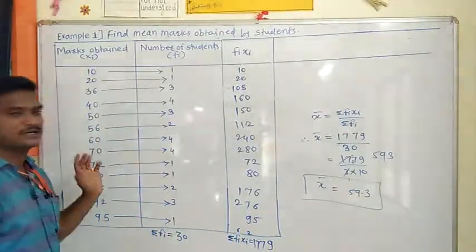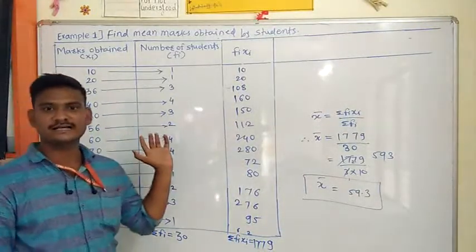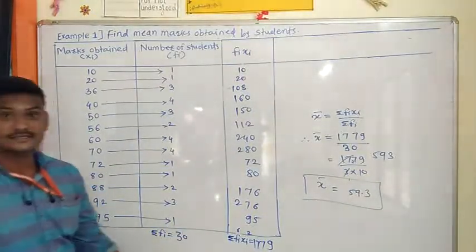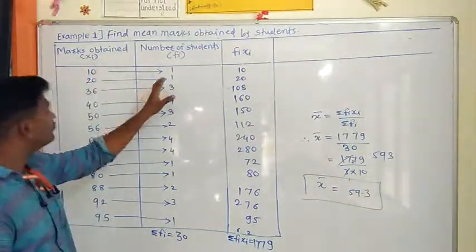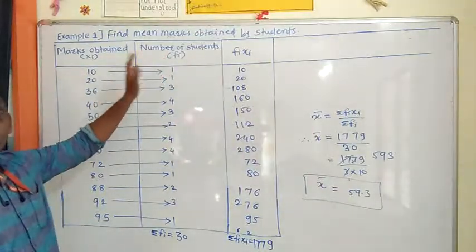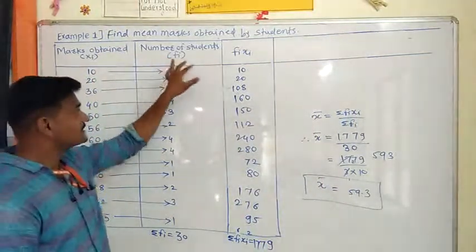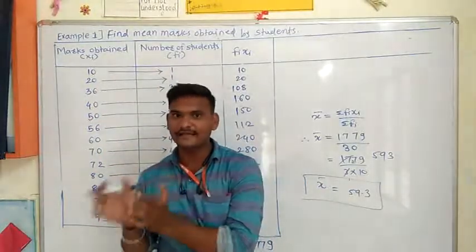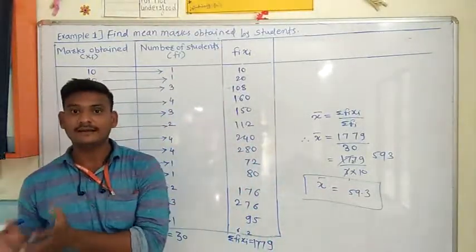Now, we require to simplify it. Suppose here only 30 students are there. Now suppose there are 100 students in your class. Then every time we have to do fi into xi, such 100 times you have to do. That is, the calculation will become lengthy.